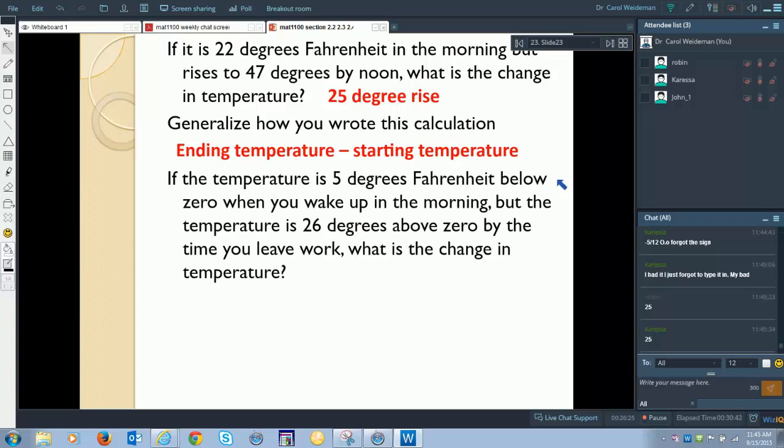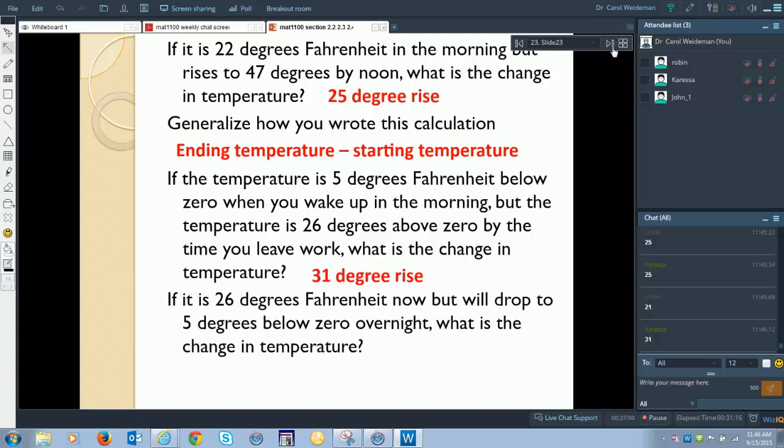If the temperature is 5 degrees below 0 when you wake up, but the temperature rises to 26 degrees above 0, what is the change? So now we went from 5 degrees below to 26 above. What's the change this time? 5 below. It's actually 31. She's right. It goes up. It's a total change from negative 5 up to positive 26. So the actual change here is 31.